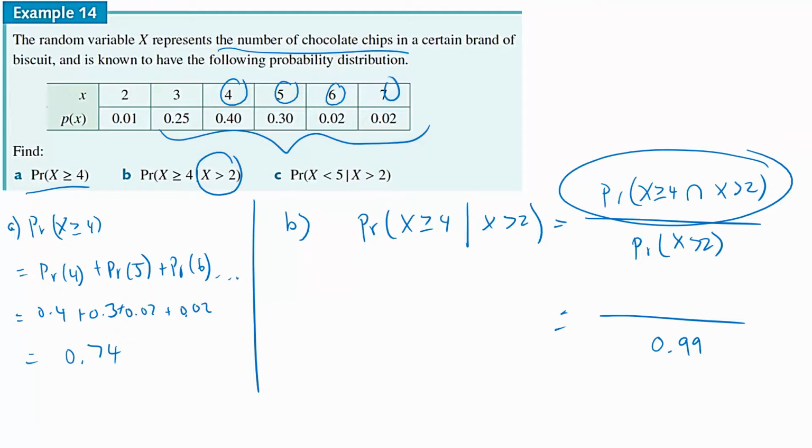In terms of the Venn diagram, when you try to picture the Venn diagram, this is the only time. So as you found out over here, that was 0.74. So your answer now is 0.74 out of 0.99 as opposed to 0.74 out of 1. Okay, that's the difference between the first 2 questions. One is asking getting 4 or more. The second one is saying 4 or more given a condition.